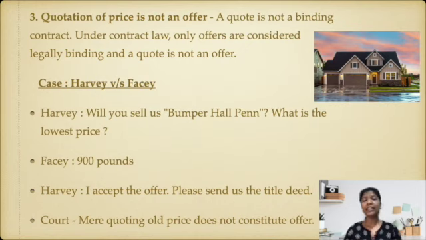Facey is a wealthy landowner. I have displayed a home over there, right? He is a wealthy owner and he wants to sell that villa that belongs to Facey. And Harvey is an ordinary person who is interested in buying. Harvey sends a telegram to Facey: Will you sell us Bumper Hall Pen? What is this Bumper Hall Pen? It is the name of the house, not a writing pen. It is the villa's name. The second question asked is, what is the lowest price?